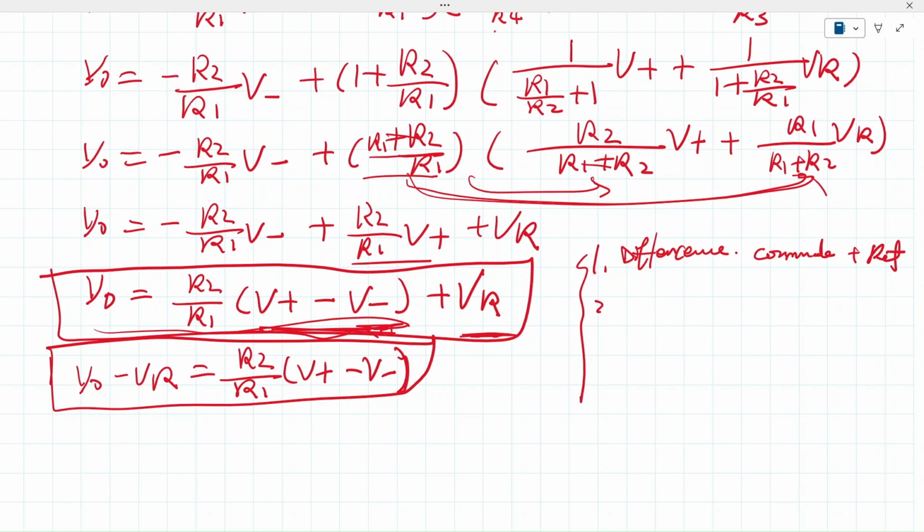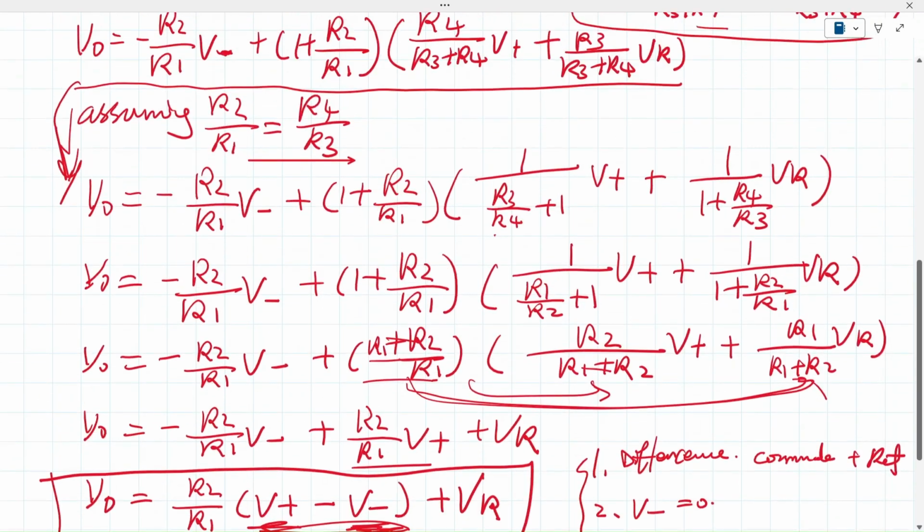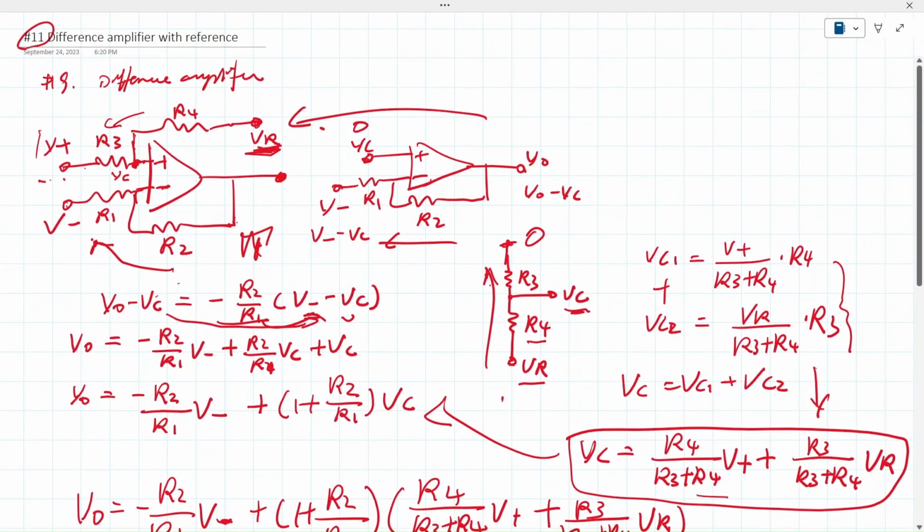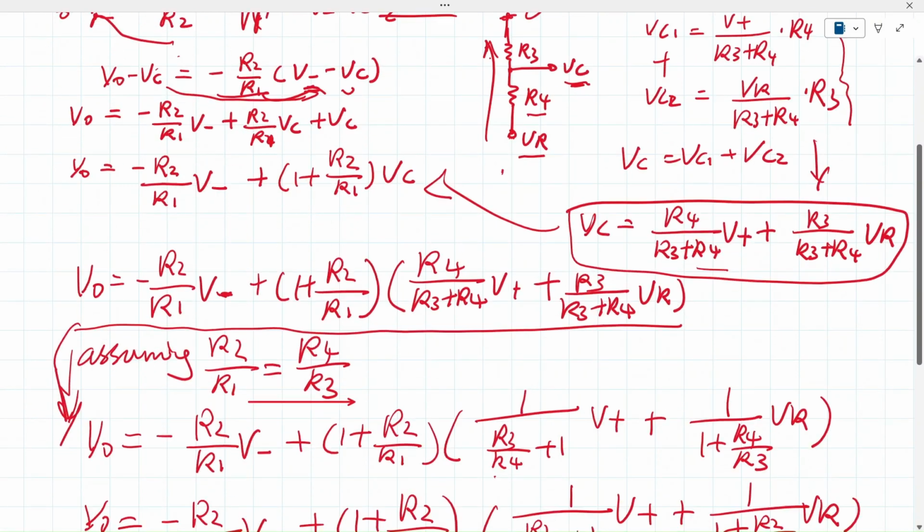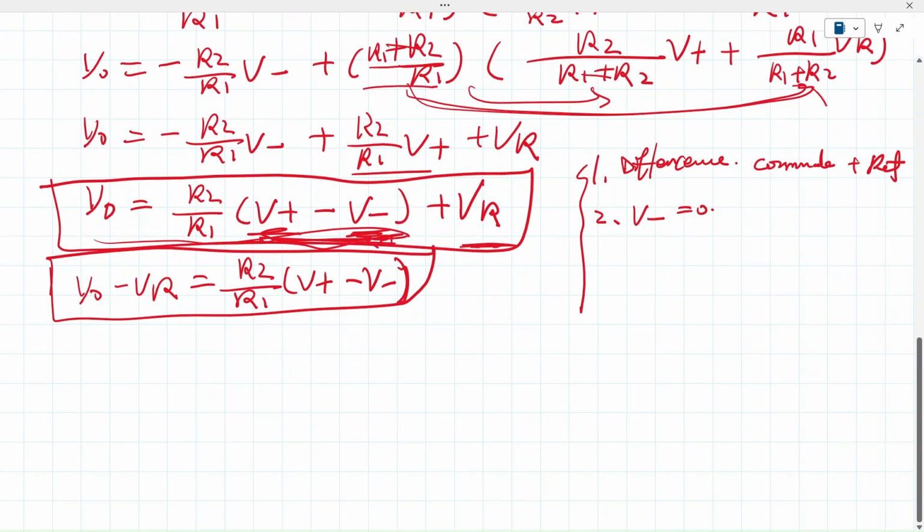Another application is whenever you can set either V plus or V minus to 0. If we set V minus equal to 0, that basically means in this circuitry you can just wire this to ground. Then the equation turns into Vout equals R2/R1 V plus plus VR. This is a linear equation, and you just amplify or attenuate whatever input signal, and level shift by VR.